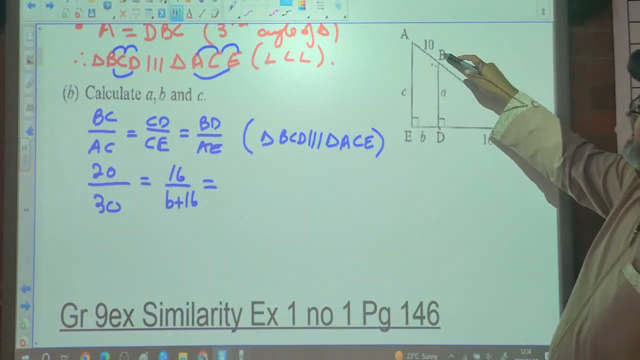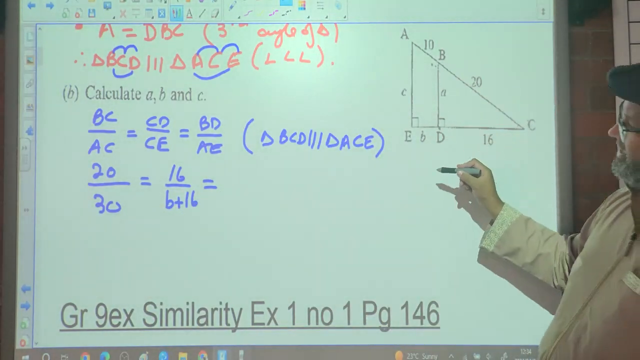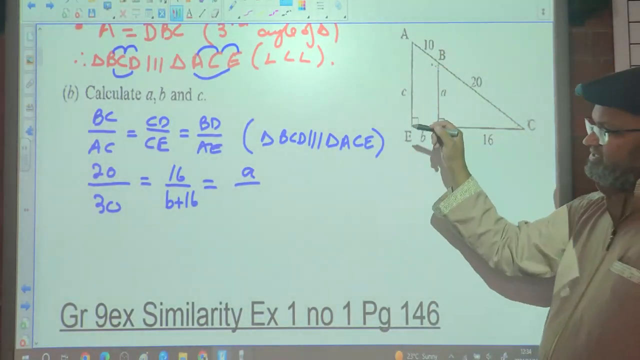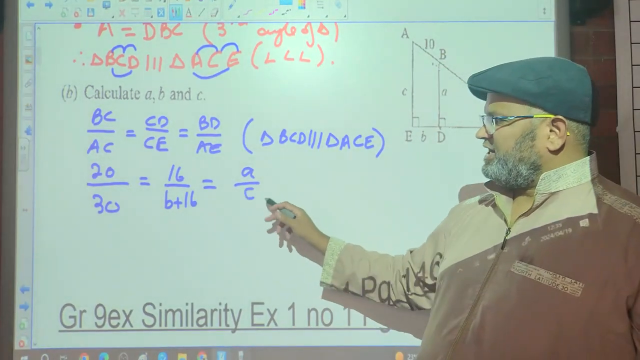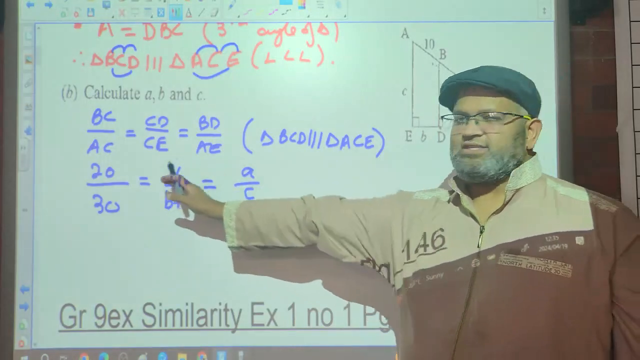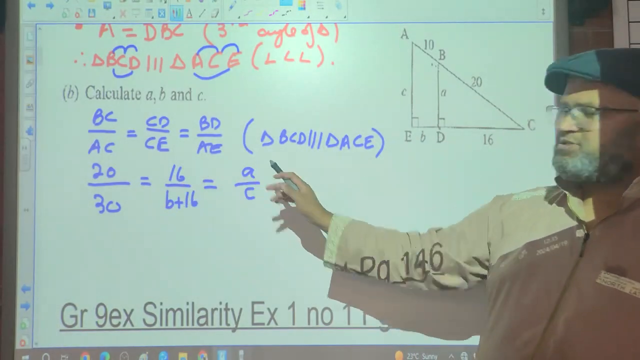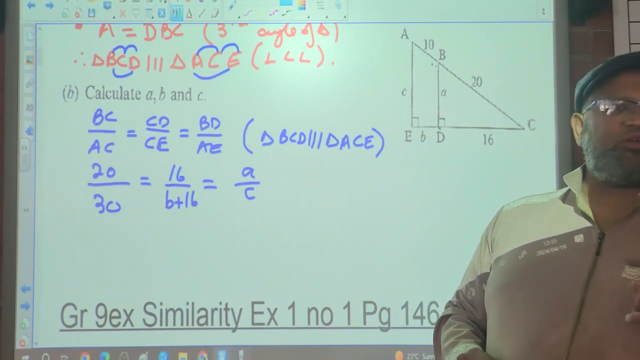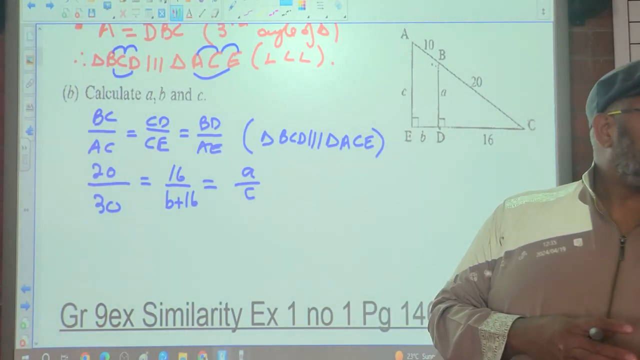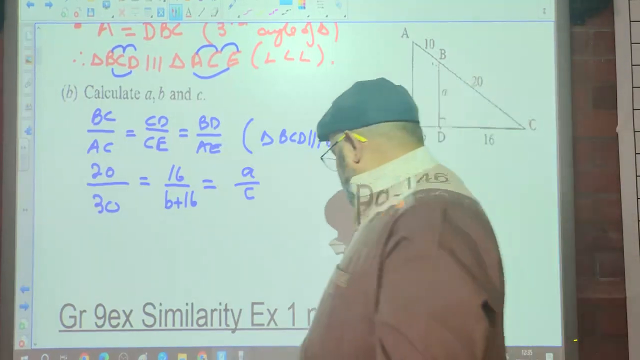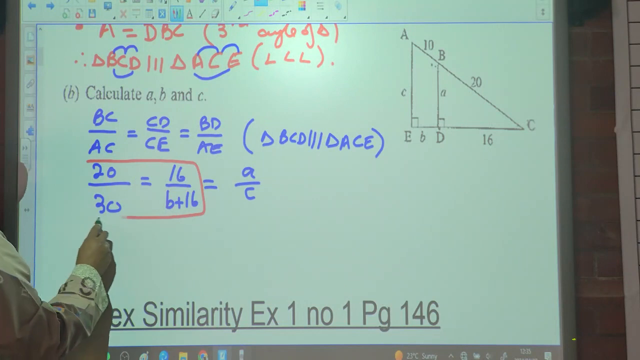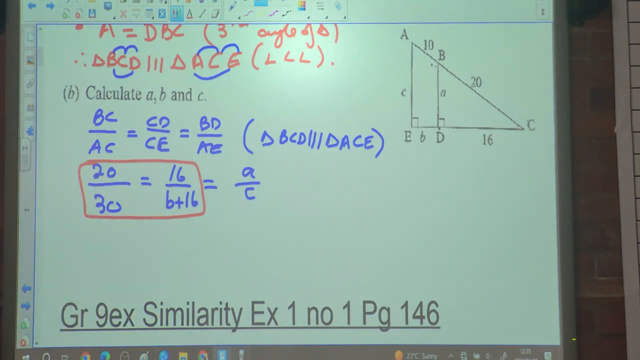BD, the length of BD, is A, over the length of AE, which is C. So I can't calculate A or B using this here. Why? Because I need to at least have one of the two. I need to set up an equation with one unknown, not two unknowns. Alright, so what can be calculated here? As we said, B can be calculated.